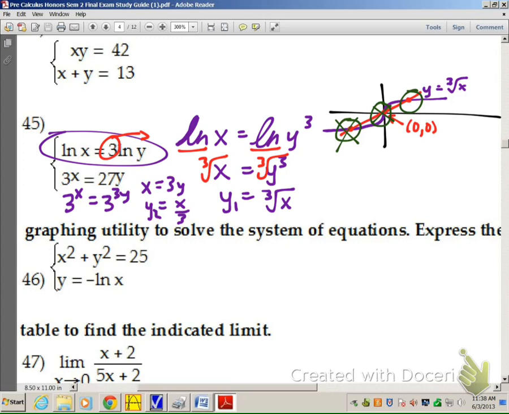And when I type those two functions into my calculator, I see that x is equal to 5.196, and the y value is 1.732, and that's it for this video.